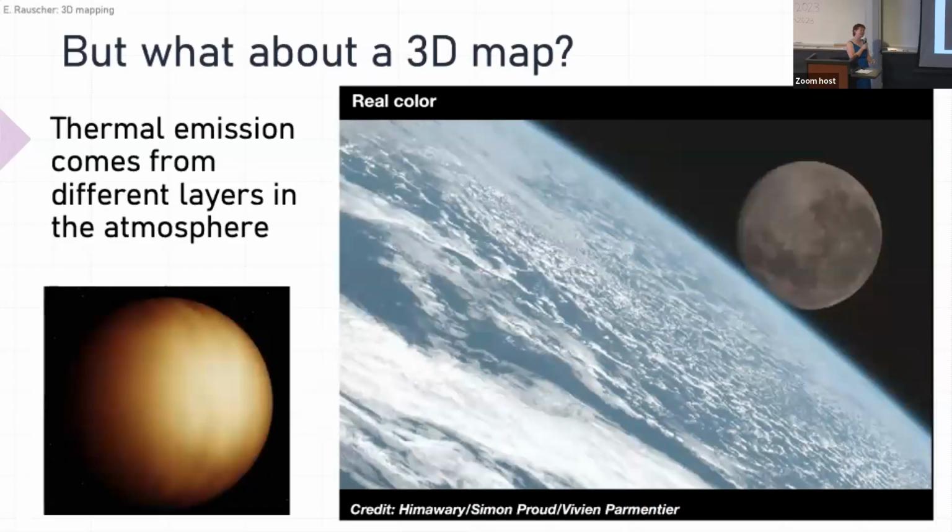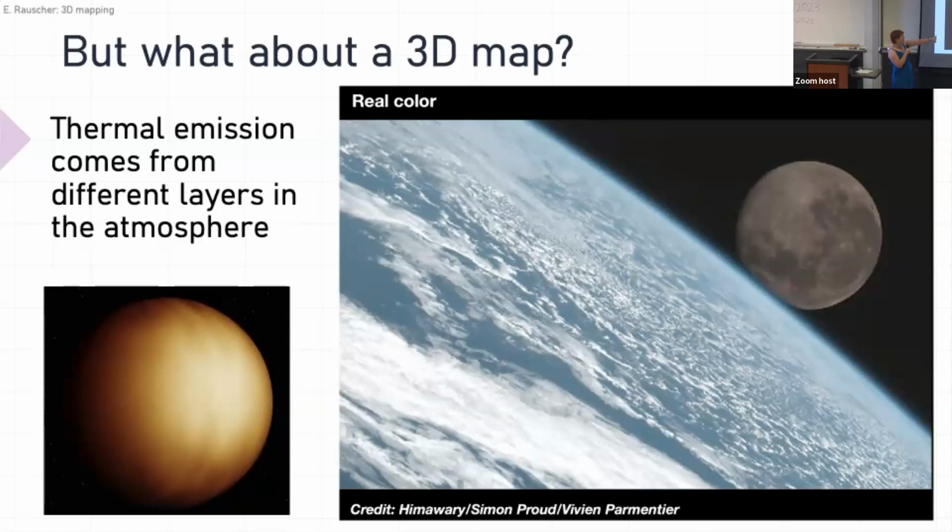But that was one dimension, right? We summed all the light over the instrument and we're just getting a one-dimensional brightness map. But I said I want to talk about three-dimensional mapping. And so now we come back to this image that I gave Hannah a hard time about before she showed it in her talk, which is why she referenced me.